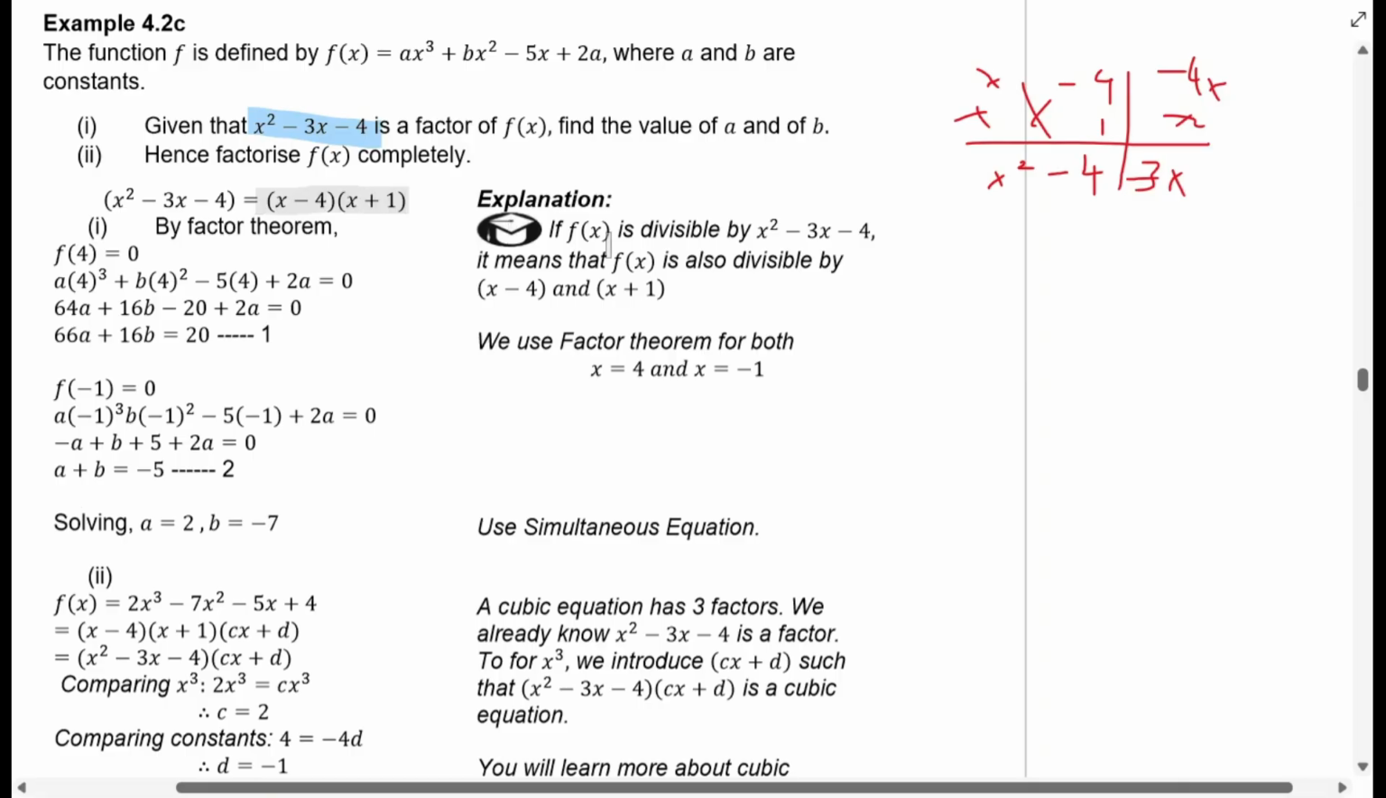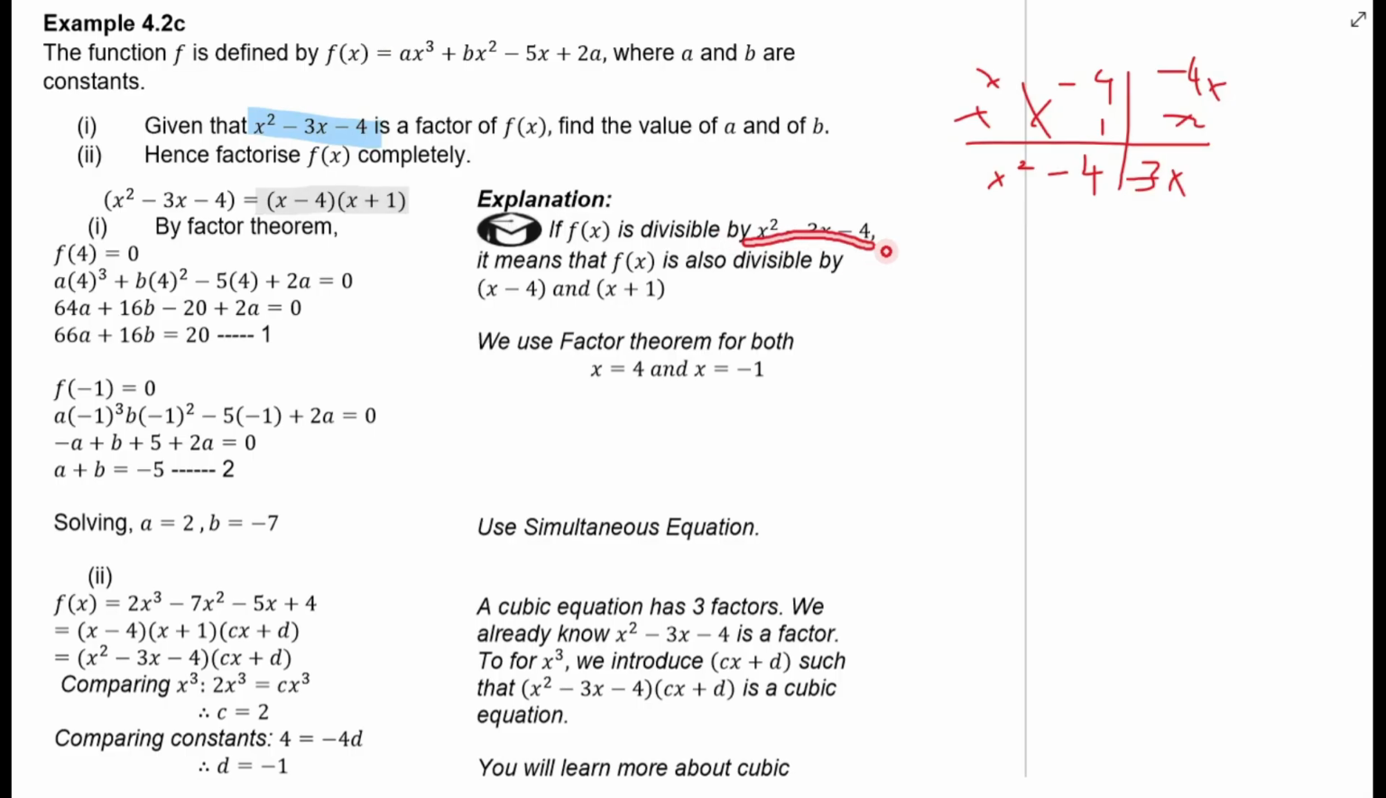So if f(x) is divisible by x squared minus 3x minus 4, it means that your f(x) will also be divisible by the factors of your quadratic factor, so x minus 4 and x plus 1. Therefore, we can apply factor theorem for both x equals to 4 and x equals to minus 1, which is attained when you let each of these factors equals to 0 and solve for x.